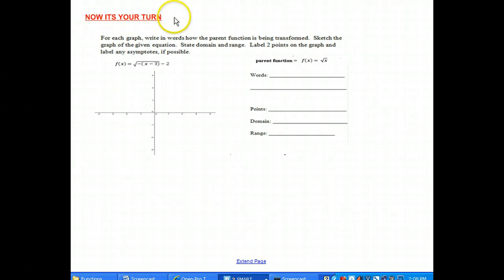And now it's your turn. For each graph, which is only one below, write in words how the parent function is being transformed. Notice we tell you what the parent function is right there. We want you to sketch the graph of the given equation, state its domain and range, label 2 points on the graph, and label any asymptotes if possible.